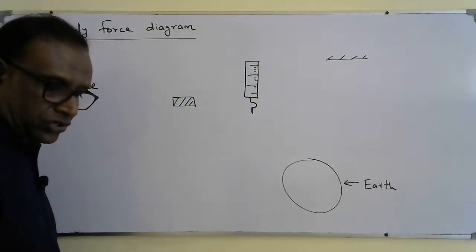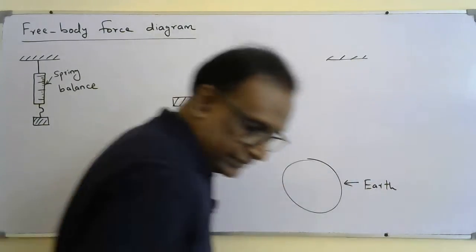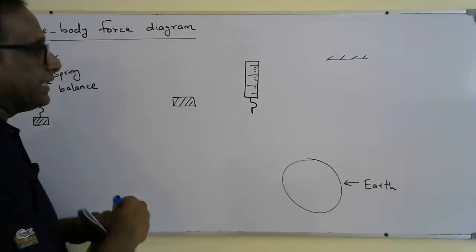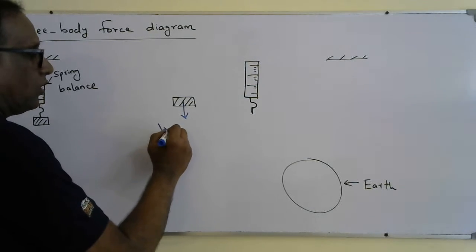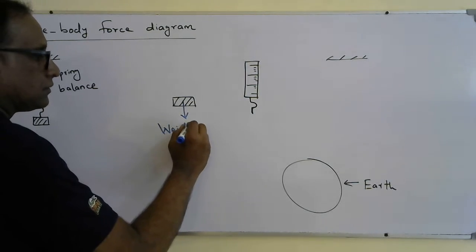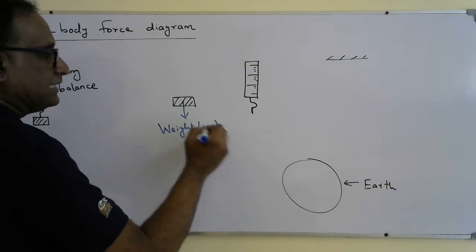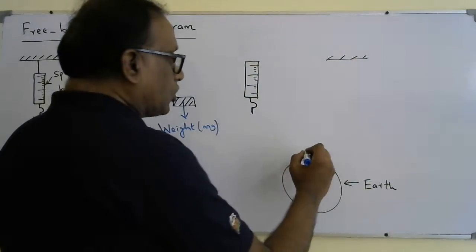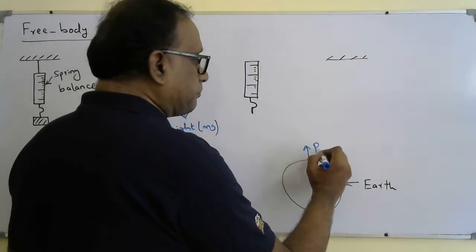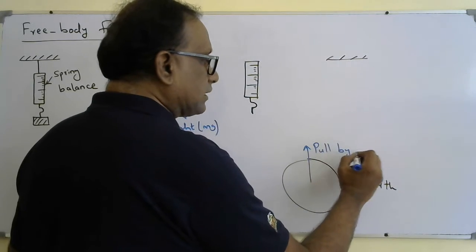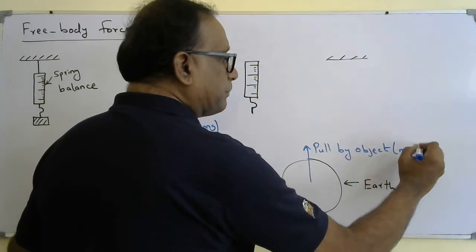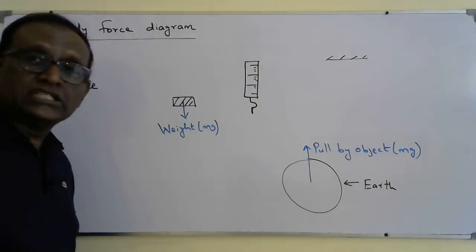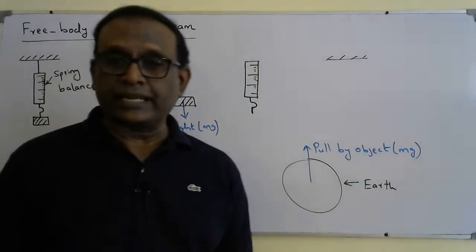Okay, so quickly I'll draw again the same thing I drew earlier. The object has its weight. The weight of the object will act downward, so I'll call it weight or mg. That is, earth is pulling the object down. So the object will pull the earth up, pulled by the object. That also will have the same magnitude mg because they are a Newton's third law pair of forces. They should have the same magnitude.